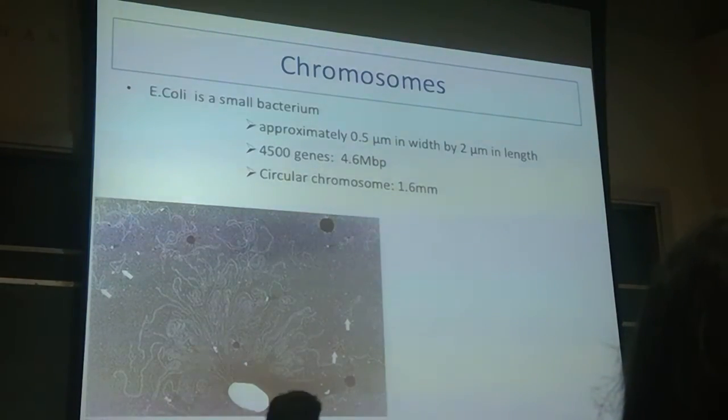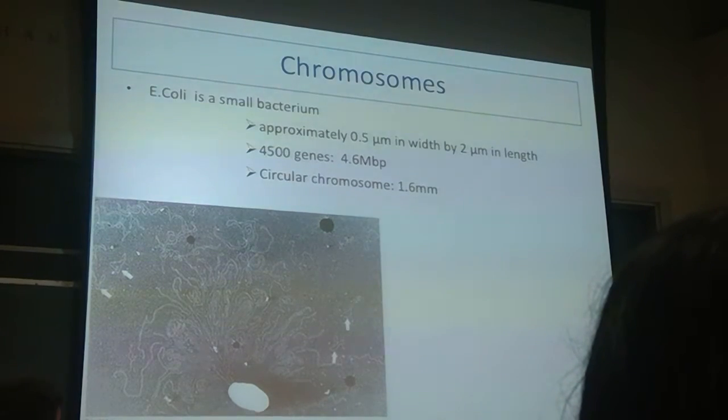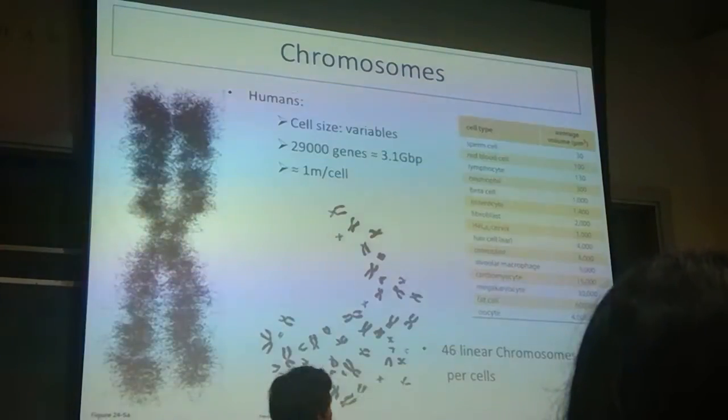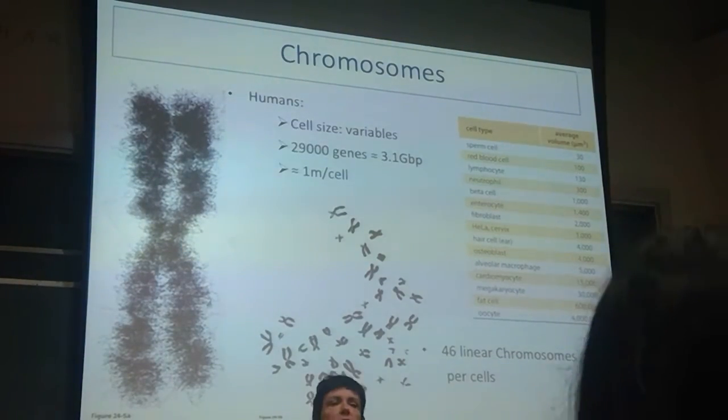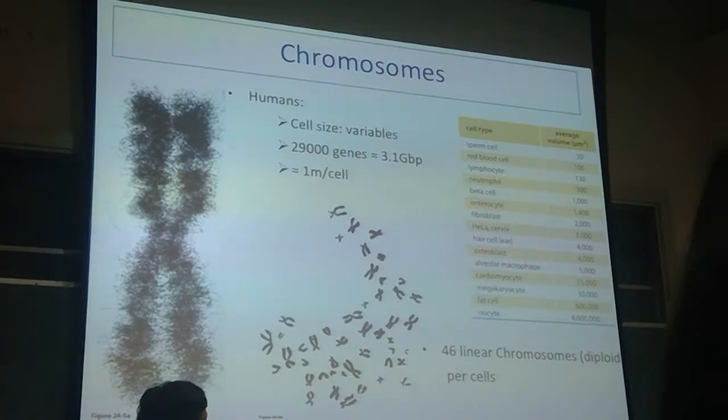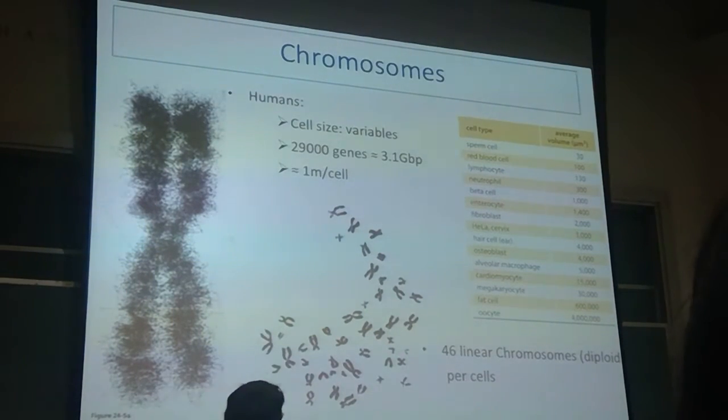Same thing for bacteria, I'm going fast. So this is 1.6 millimeters of DNA. Millimeter, you can see it with your eyes. And you have to fit it in this, 0.5 micrometer in width and 300 micrometers in length. Human. So human is hard for the cells because they have different sizes. So you go from oocytes that are huge to sperm cells that are tiny. Go figure.